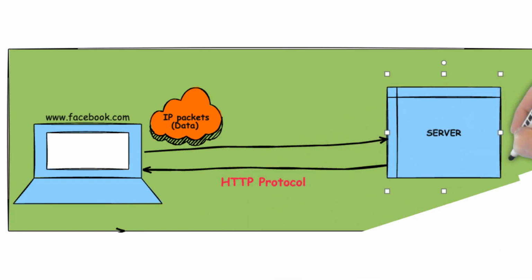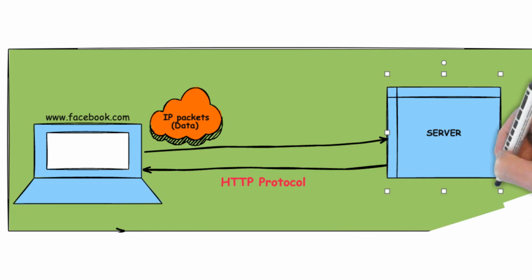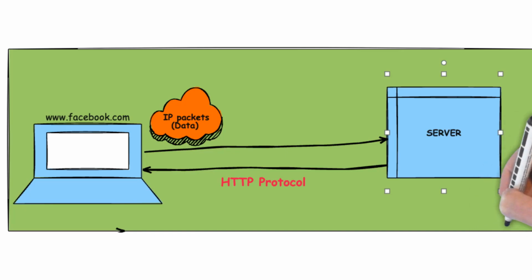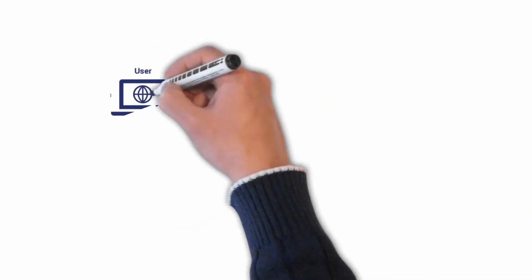Then the server receives the request. The received request has data in it and it also contains the IP address of the client, so the server can respond back to the desired location. This is how the client server interaction happens.